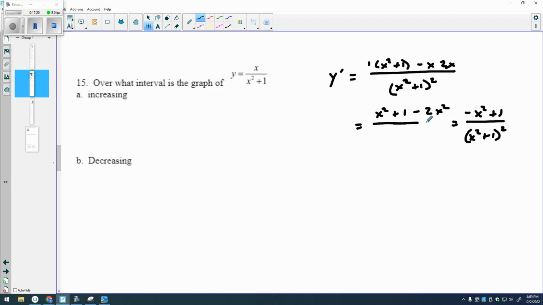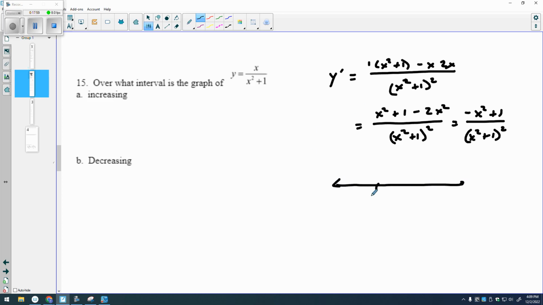So first derivative equal to 0 or undefined. Where is my first derivative undefined? Where the bottom is 0. When will x squared plus 1 equal 0? Never. This is always positive, and if I'm adding 1 to it, it'll never be 0. Okay, so forget undefined. Where is my top 0? If this is a negative 1, then negative 1 plus 1 is 0. So when x equals plus or minus 1.